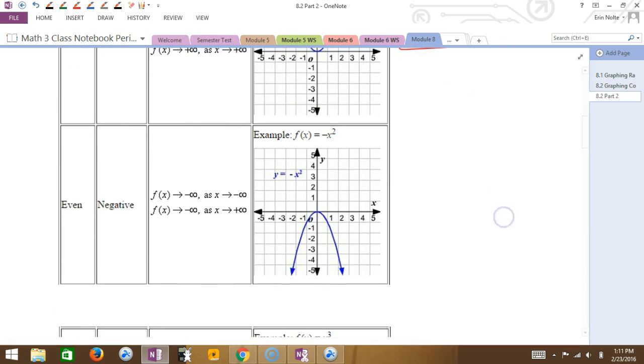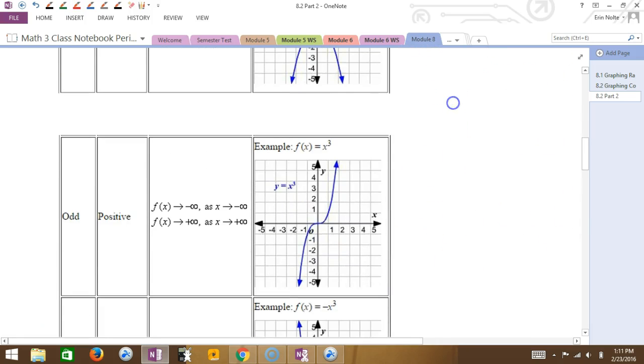Okay, so let's look at this one. This time we got an upside down parabola. As x approaches positive infinity, f of x is approaching negative infinity. Very good. Holy cow, you guys are getting this way better than last class. What's my left side doing? As x approaches negative infinity, what's my y doing? Negative. Exactly. There you go. Good.